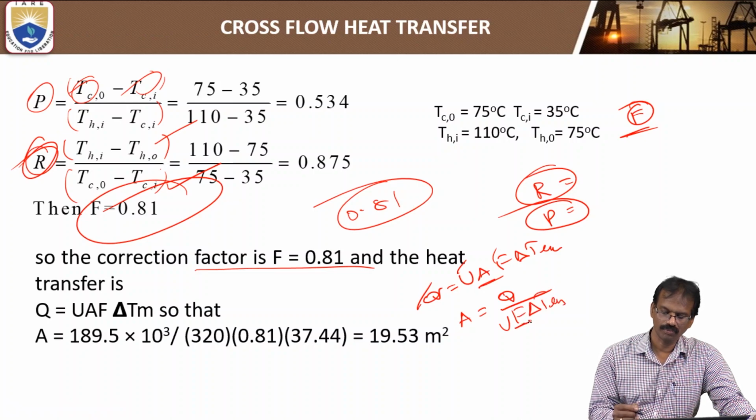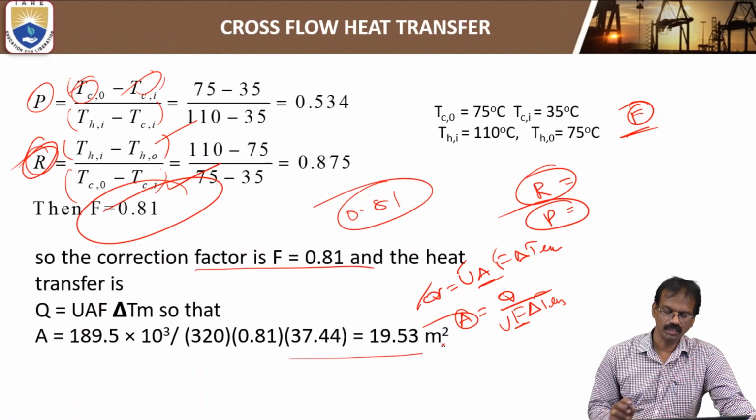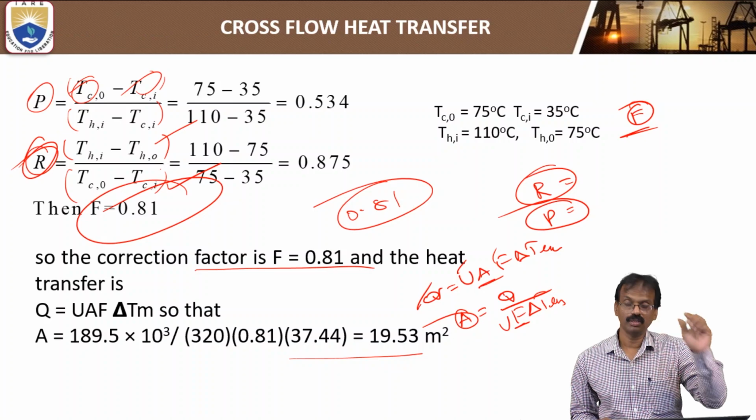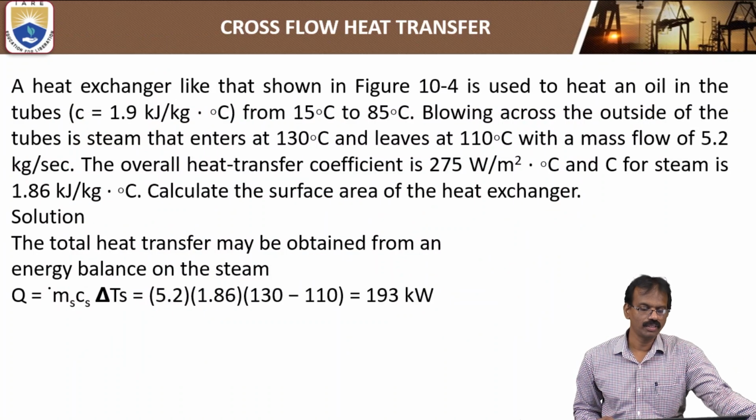If you include the F, what is the area? We have to find out. That area is equal to 19.5 meters square. So this is the numerical which is related to cross flow. Okay. We'll see one more numerical which is related to cross flow.